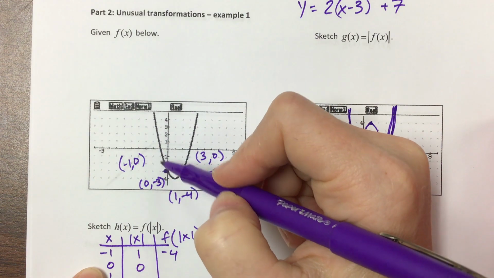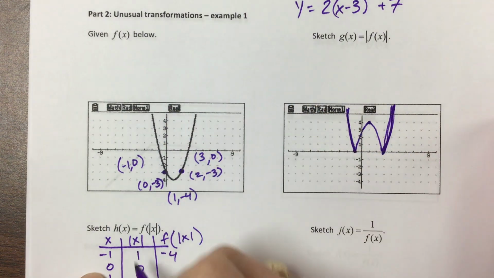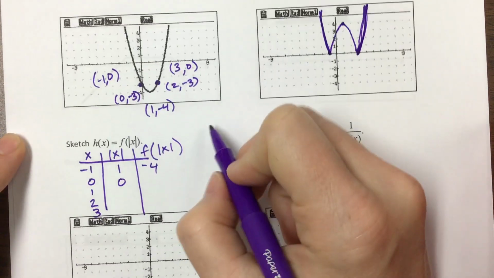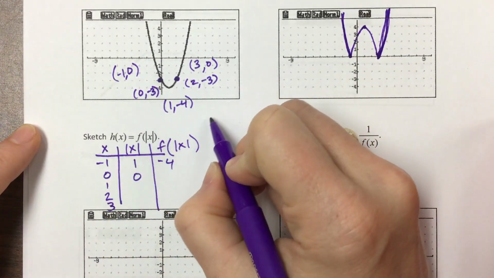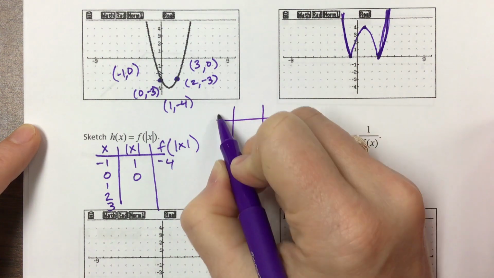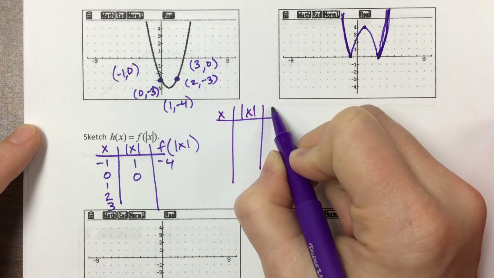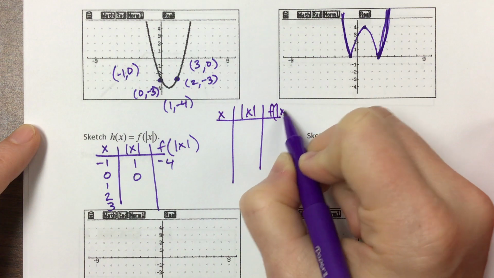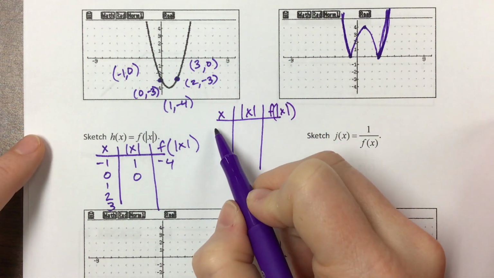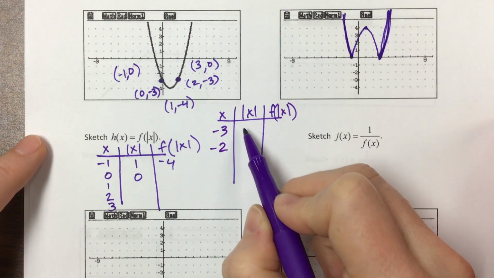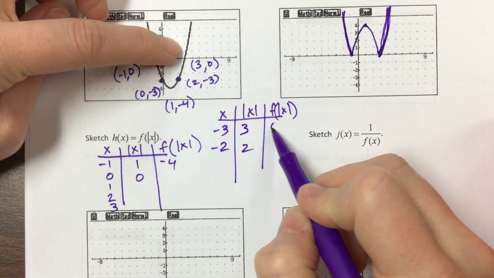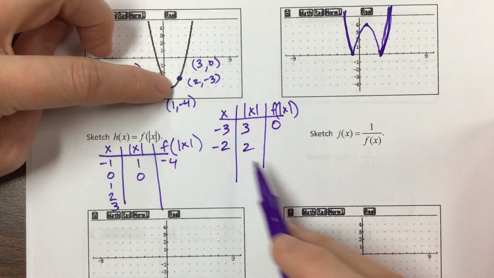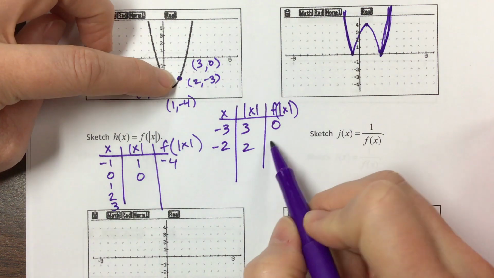I didn't save enough room for my table. I want a negative 2. So I'm going to make my table bigger. This is x, the absolute value of x, and then f of the absolute value of x. If I have a negative 3 or a negative 2, that gives me a 3 or a 2. And at 3, I had the point 0. And then at 2, I had the point negative 3.